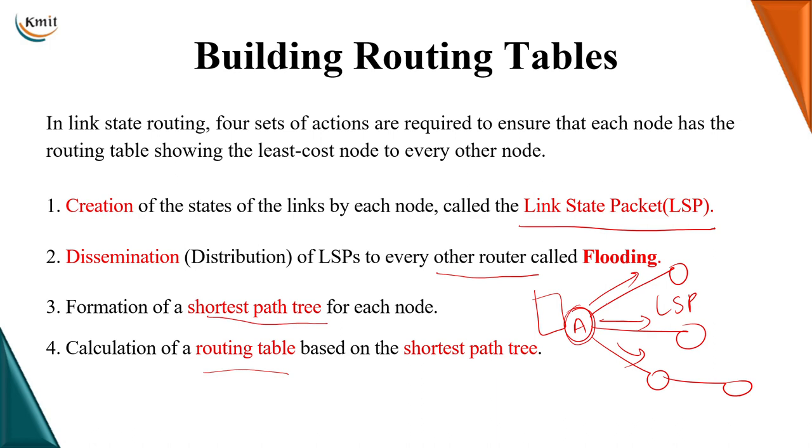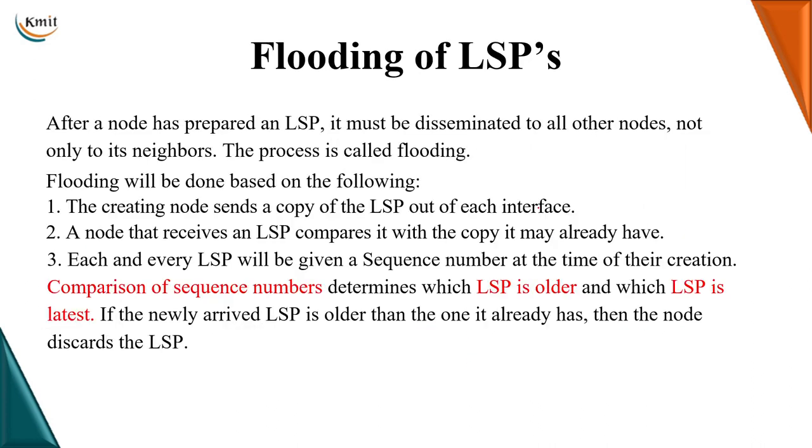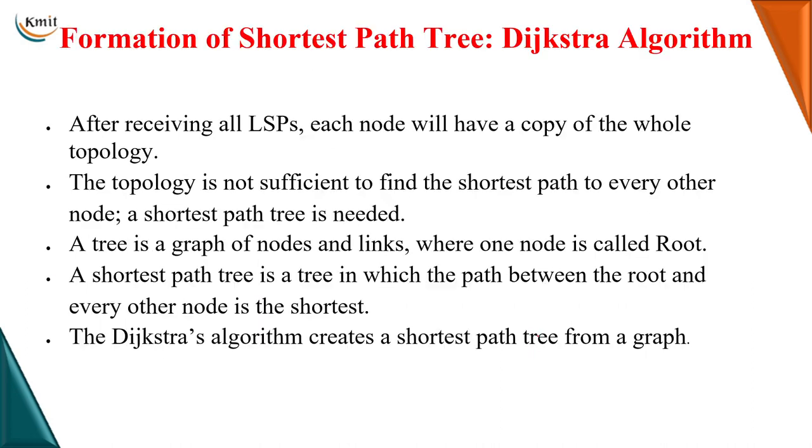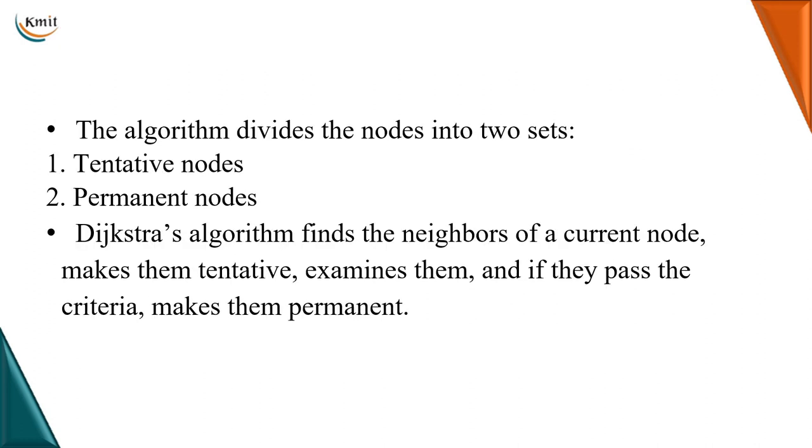Then I said that we are going to do flooding. What is flooding? After a node has prepared an LSP, it is disseminated to all the other nodes, not only to its neighbors. This is called flooding. Then we will go for formation of the shortest path tree. How are we forming this shortest path tree? We make use of Dijkstra's algorithm for forming the shortest path tree, which is also called the shortest path algorithm. This algorithm works like this.